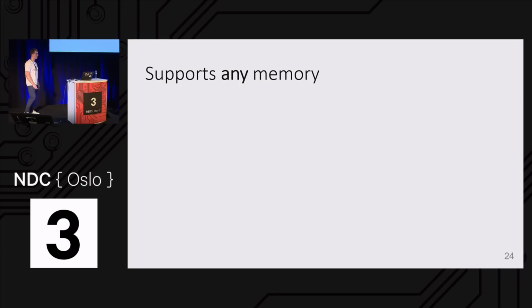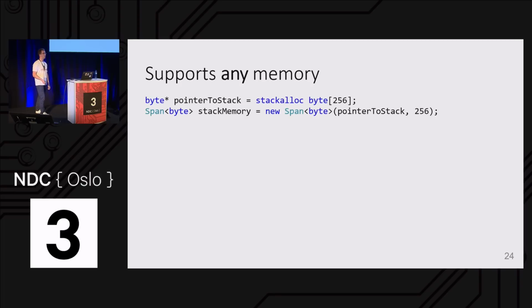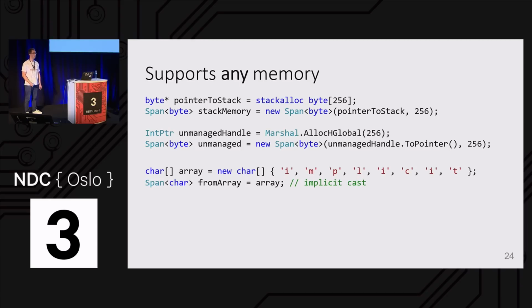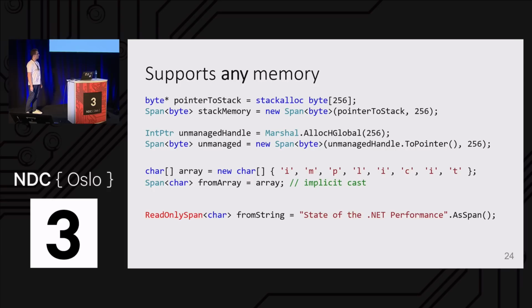So when I said that it supports any kind of memory, we can allocate memory on the stack and create a span out of it. Allocate memory with the Marshal API, just use the pointer and create a span out of it. We can create it out of arrays, and we even have an implicit cast operator, so you can just assign an array to a span, and boom, you have a span. And as you know, strings are immutable in .NET, so in order to create a span out of a string, we need to use ReadOnlySpan, which is immutable.